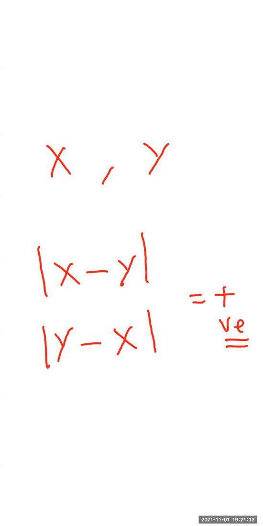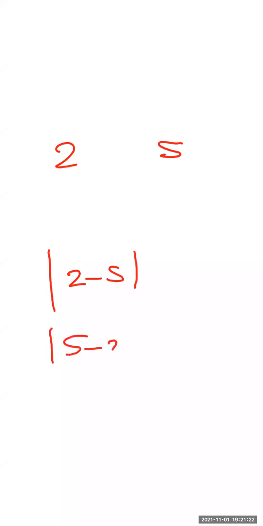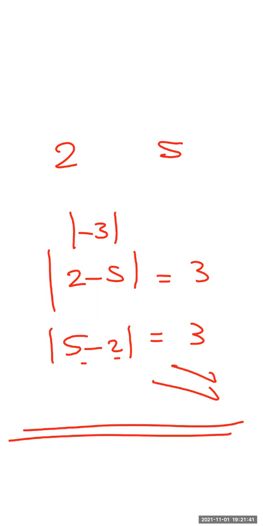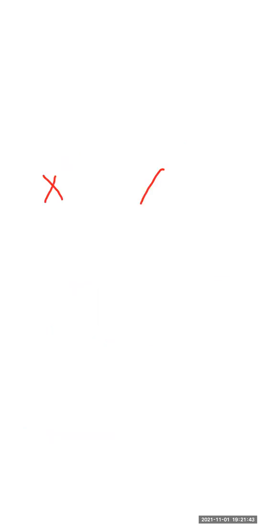Okay, so if I want to know the distance between 2 and 5, it will be the absolute value of 2 minus 5 or the absolute value of 5 minus 2. Both are correct, because in the two cases it will equal +3, right? Here 2 minus 5 is -3. The absolute value of -3 is 3. And here 5 minus 2 is directly 3. So if there are two numbers like x and y.